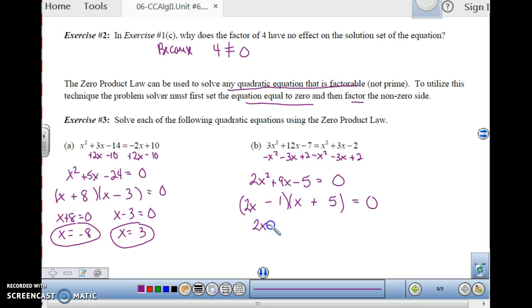Set my factors equal to 0 and solve for x. 2x is equal to 1, x is a half. Yes, you can have a fraction. And this one's going to be x equals negative 5. So there we go. Zero product property.